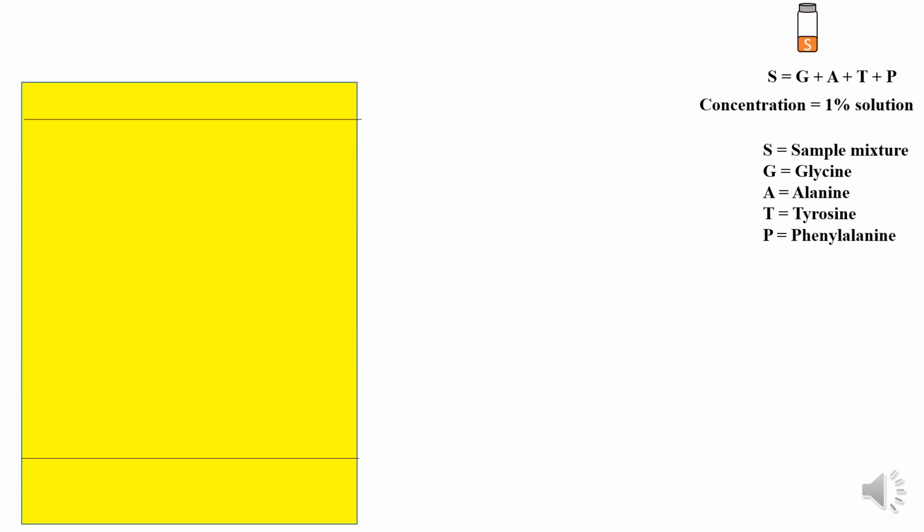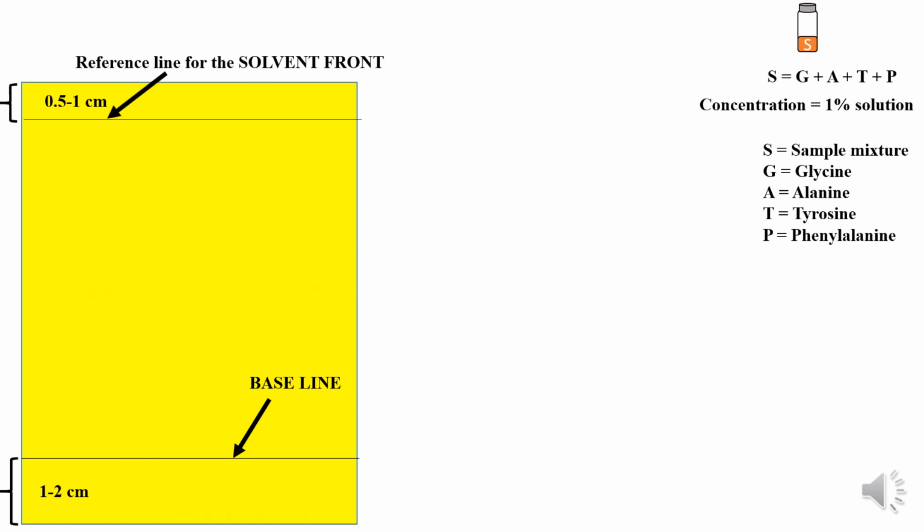Take a sheet of Whatman paper, cut into suitable dimension. Draw a baseline at the lower end of the Whatman paper using pencil. And this baseline should be around 1 to 2 centimeters from the lower end of the Whatman paper. And draw a reference line at the upper end of the Whatman paper, and it should be around 0.5 to 1 centimeter from the top of the Whatman paper. And this is a reference line for the solvent front.